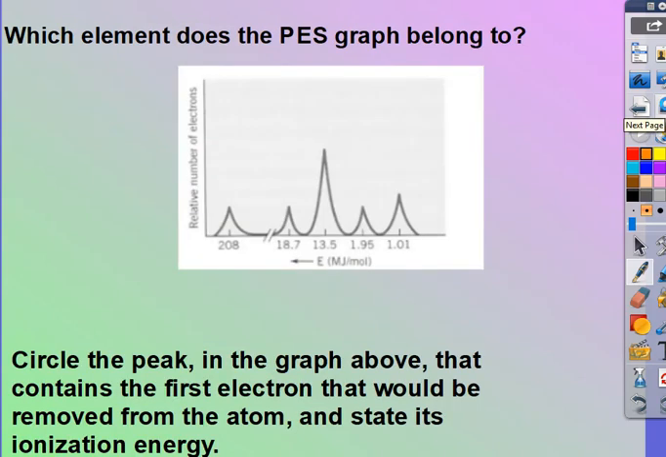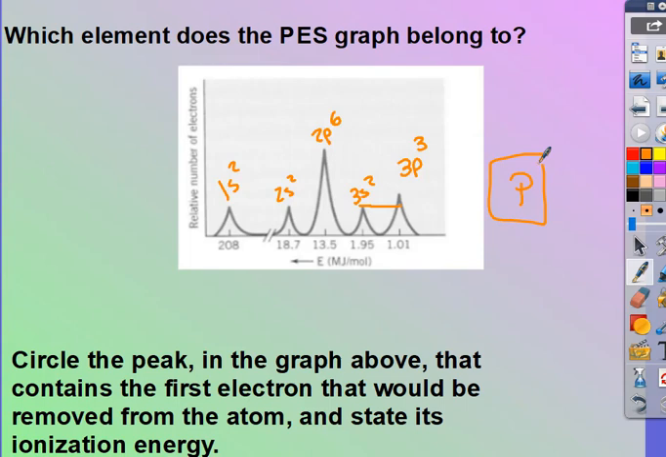So first off, which element does this PES graph belong to? Go ahead and pause the video and figure out which element. Restart when you have it. So you should have done 1s2, 2s2, 2p6, 3s2, 3p. But this time it's not 3p6. It's about half the height of 2p. So this is 3p3. So if you said phosphorus, you are correct.